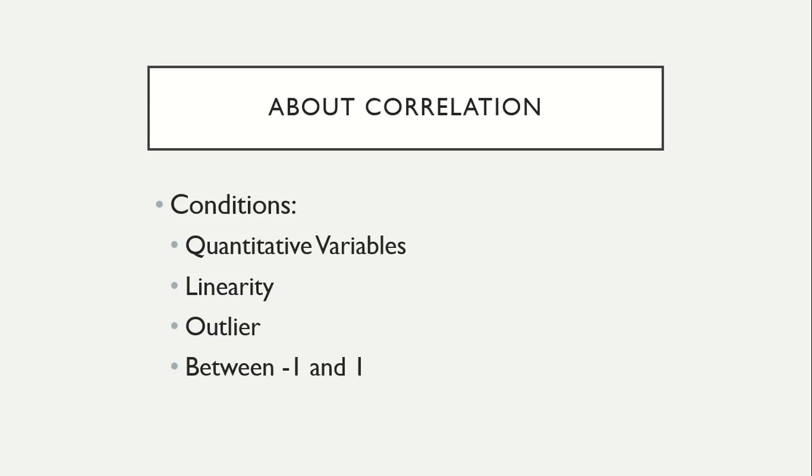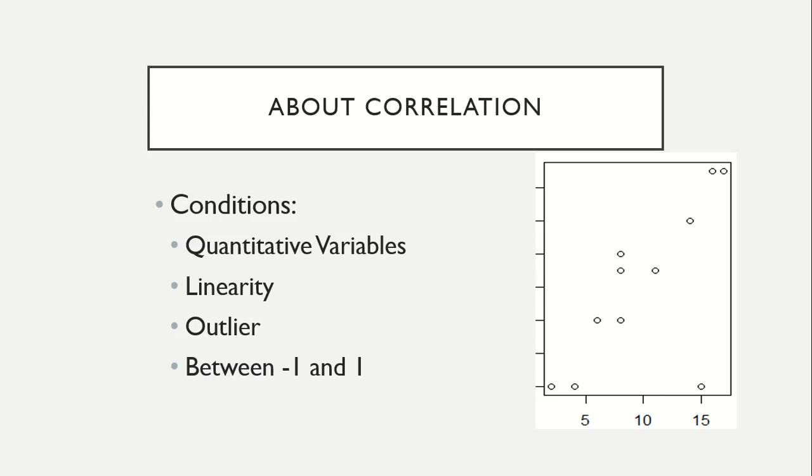The magnitude or absolute value represents the strength, so a correlation of -1 is just as strong as a correlation of 1. And the sign just represents the association. So negative means negative association.